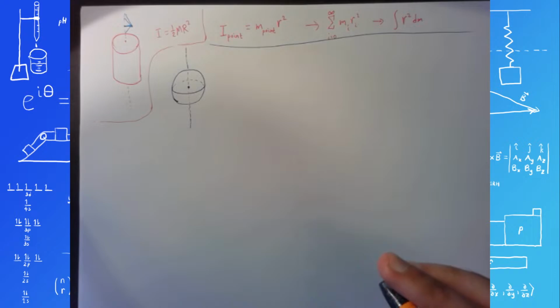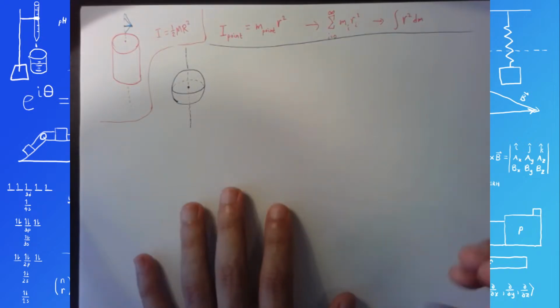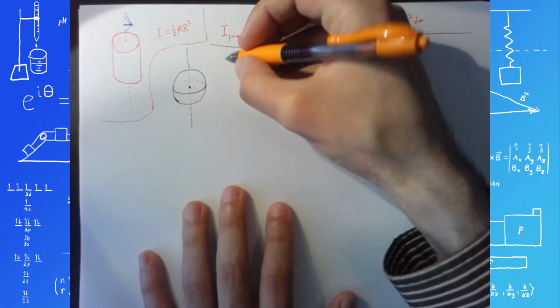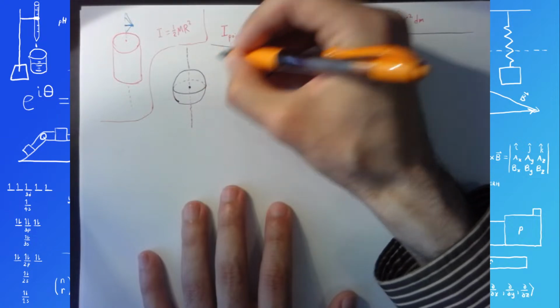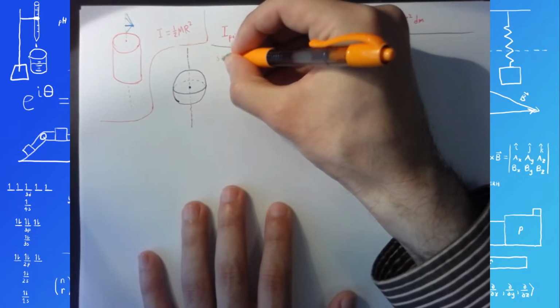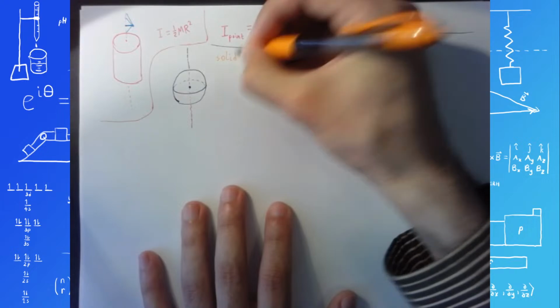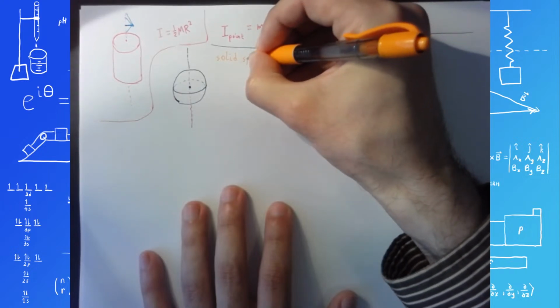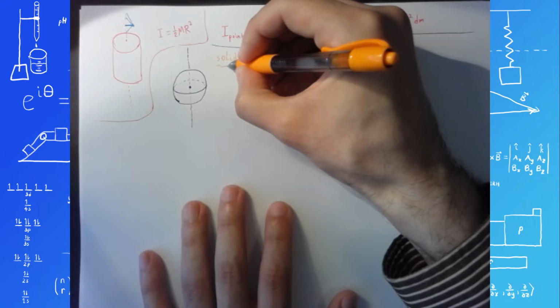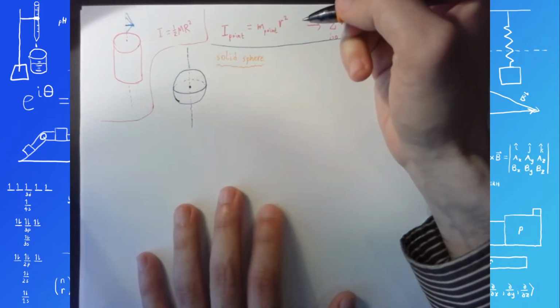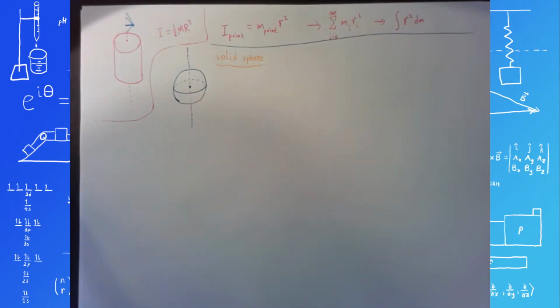But for now, let's just do the solid sphere. There's mass on the inside and the outside. So this is a solid sphere, as opposed to a hollow sphere that only has mass on the surface and is completely empty on the inside.